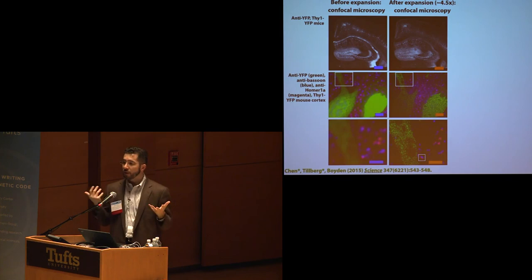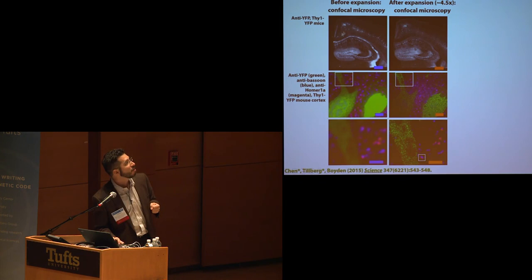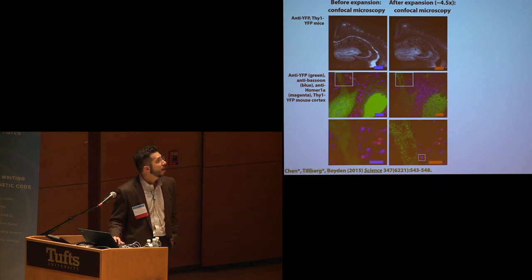So here's some examples of Thy1 YFP mice. These express yellow fluorescent protein in certain cells in the cortex, hippocampus. And then you can see a little box here. We're going to zoom in, and now you can see two cell bodies and some purplish dots. Now we're going to zoom in again and see one branch of a neuron, and the purplish dots still look fuzzy. We've hit the resolution limit of the microscope.